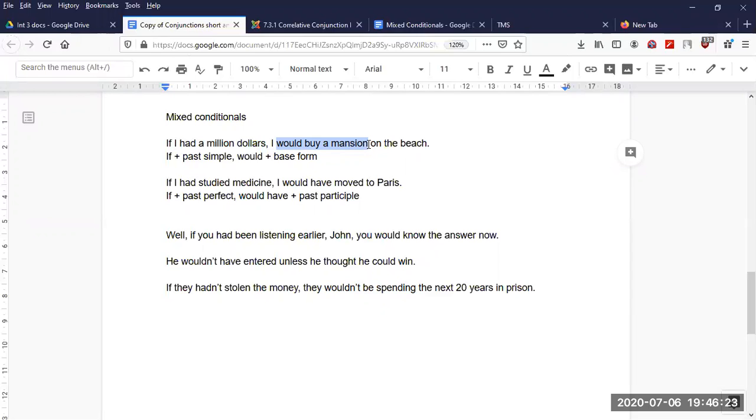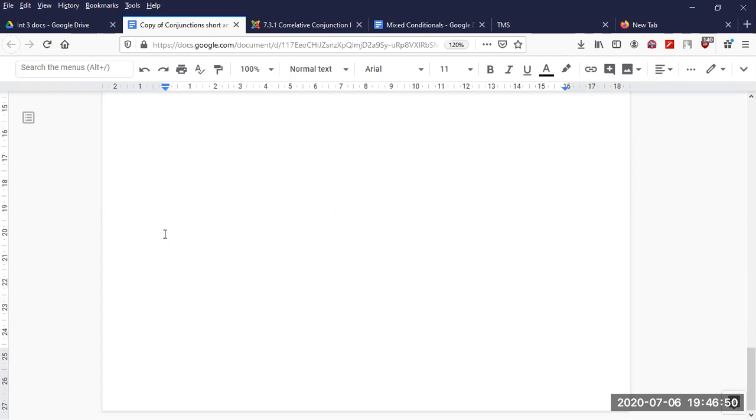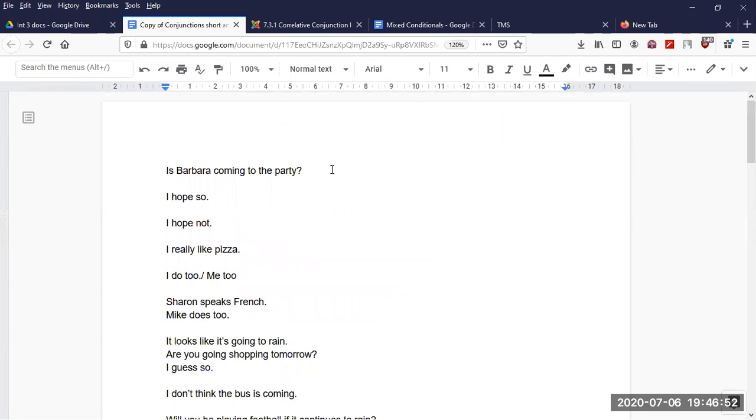So the mixed conditional takes parts of the different conditionals and mixes them. So it's pretty simple, as long as we can identify what tense we're using, whether we're looking to the present or the future.